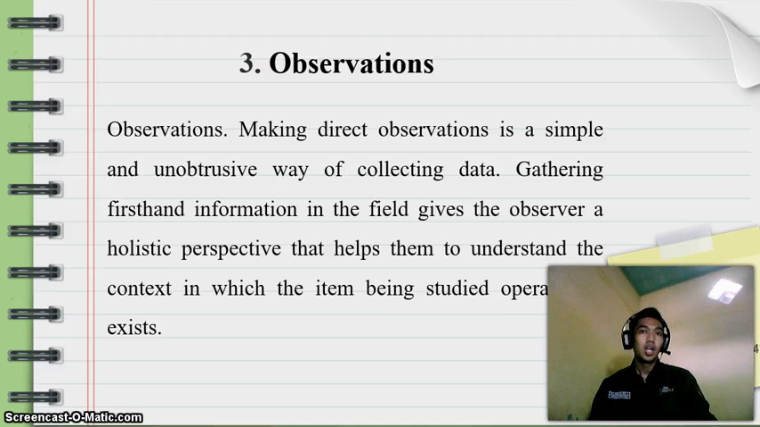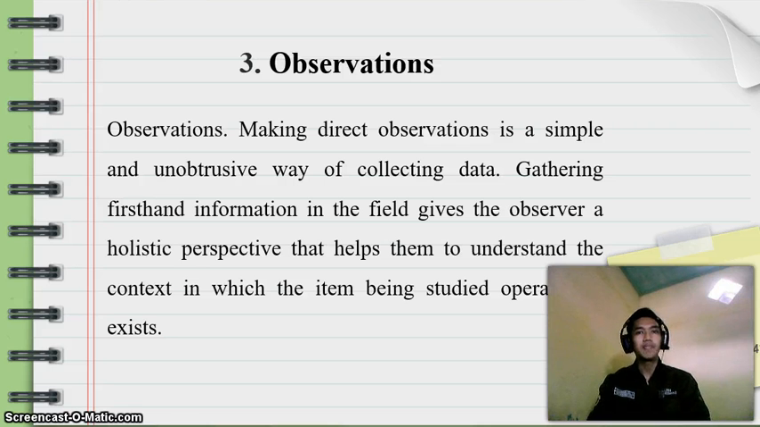Observation. Making direct observation is a simple and unobtrusive way of collecting data. Gathering firsthand information in the field gives the observer a holistic perspective that helps them to understand the context in which the item being studied operates or exists. The observations are recorded in field notes or on a mobile device if the observer is collecting data electronically.